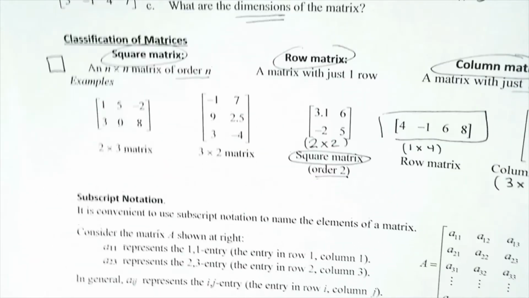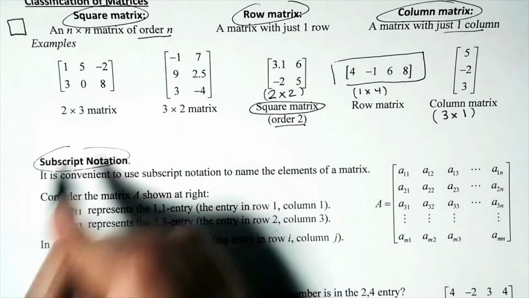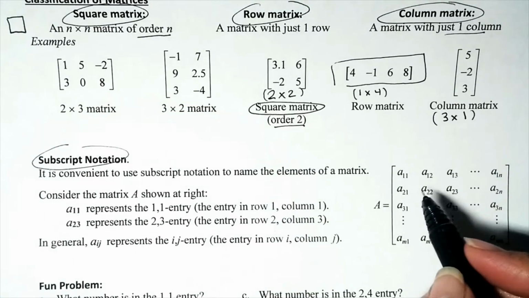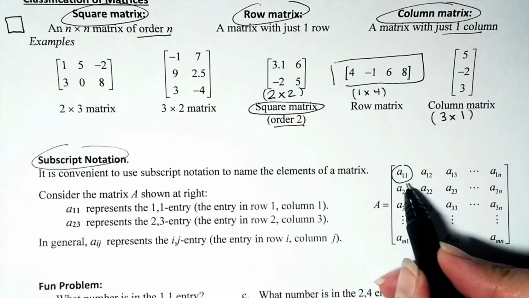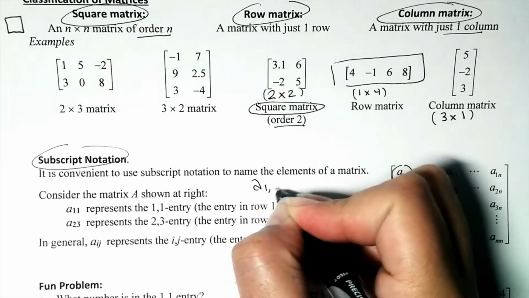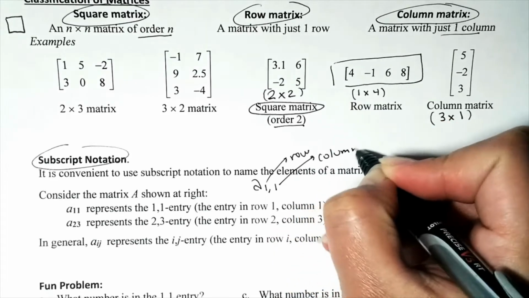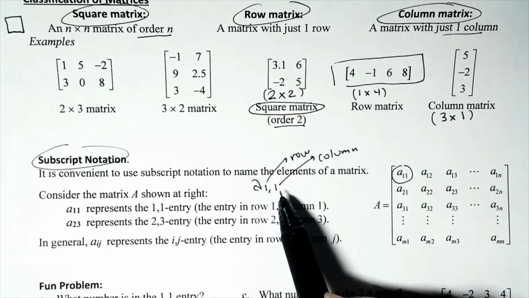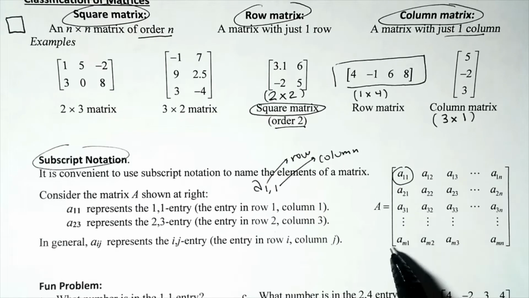Fantastic. Okay, so now let's go ahead and look at subscript notation. It's very important to use subscript notation to locate the names of the elements in this matrix. So we have the subscripts. In this case we have a sub 1 1. The reason why it's called a sub 1 1 is because the first number corresponds to the row number, and then the second number corresponds to the column number. So A11 is code for the element in row 1, column 1. So row 1, I'm right here, column 1, I'm right there.